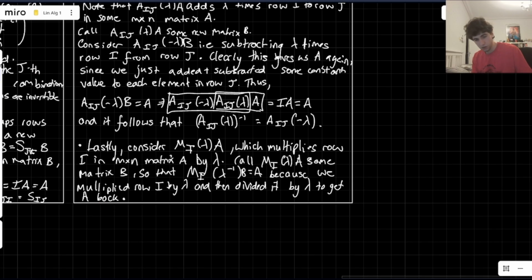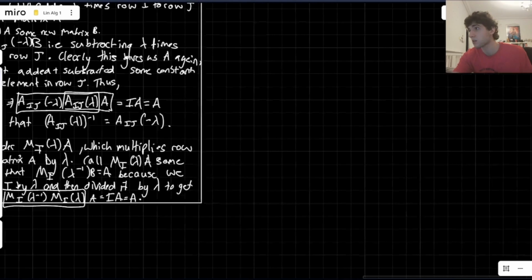Okay, so, well, what do we know? We know that Mi of lambda to the -1 multiplied by B is capital A, and B we know is M subscript I of lambda times A. So we know that M subscript I of lambda to the -1 multiplied by M subscript I of lambda multiplied by A is equal to the identity matrix multiplied by A, which is A. So you're just going to get A right back. And so obviously Mi of lambda to the -1 multiplied by Mi of lambda will just give you the identity matrix right back, because otherwise you wouldn't be able to get A right back. And obviously the other way around as well, you can divide by lambda then multiply by lambda, and it naturally follows that we know what the inverse of Mi of lambda is, and that matrix is also invertible. So let me just put that in a box.